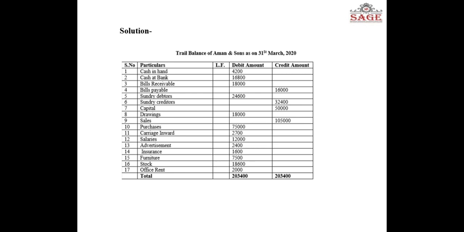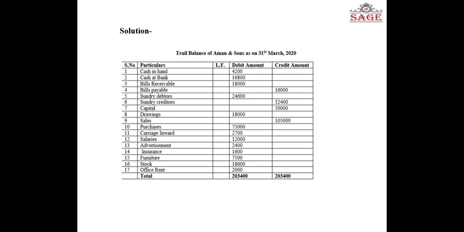Now you can just see the debit side and the credit side, the total of debit and credit balances are equal, so it is correct. Now you have just seen the trial balance.